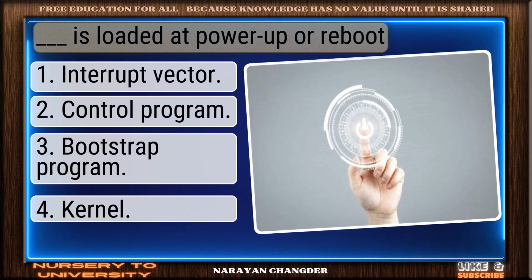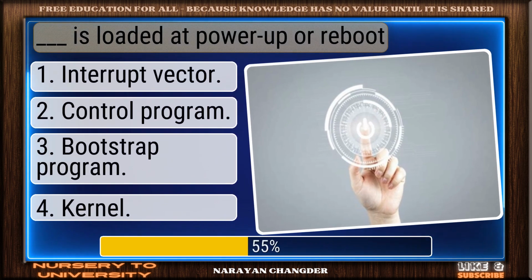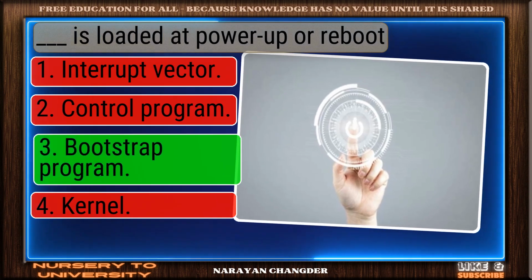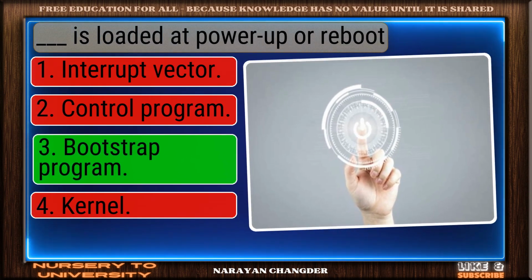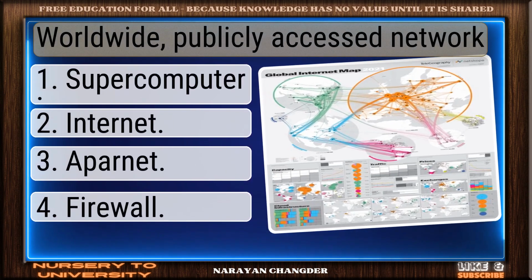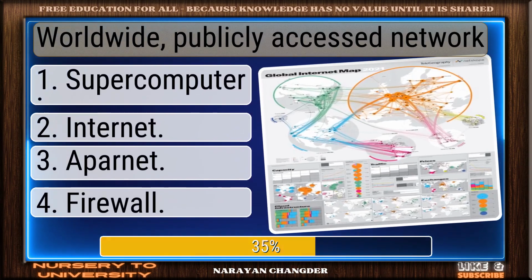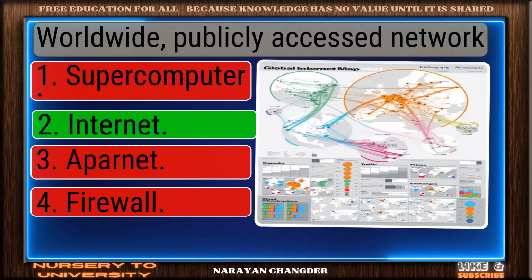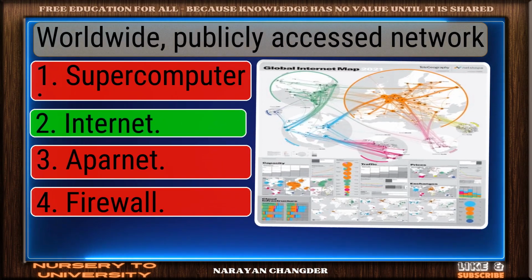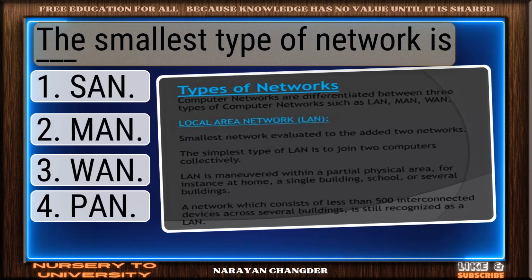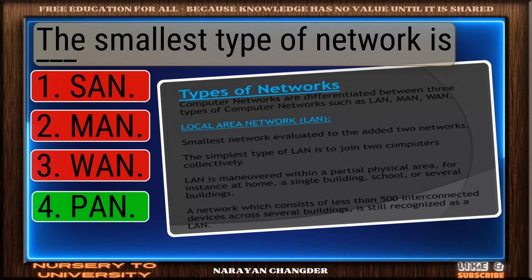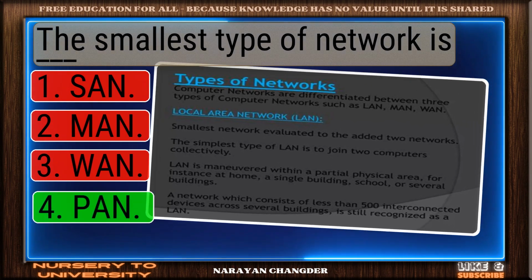Dash is loaded at power up or reboot. Clear logic. Your choice bootstrap program is sound and 100% true. Worldwide publicly accessed network. You're right. Internet is the correct answer. The smallest type of network is Dash. Good thinking. Pan is the right answer.